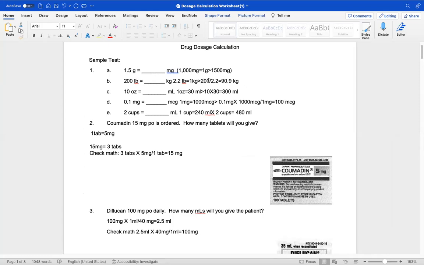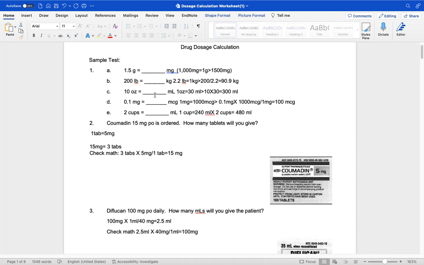Is 2.2 pounds. So we're going to take 200, which is the pounds, divided by 2.2 pounds per kilogram. That gives us 90.9. At this point, I leave it right there, guys. If we need to do any rounding, we can do that at the end of the problem. Don't round this up to 91, especially in peds, because at that point, you could be slightly overdosing those patients.